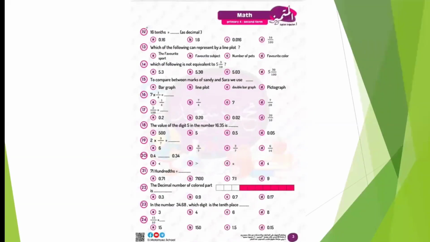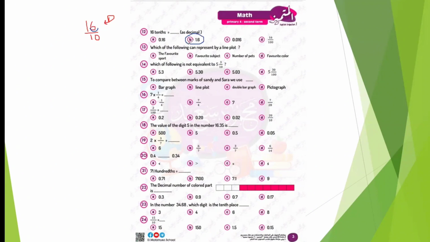12. 16/10. That means 16 out of 10. That means also 16 divided by 10. When I divide by 10, I move the decimal point to the left. But I don't have a decimal point, so we have to create one and move it one step. So it will be 1.6.